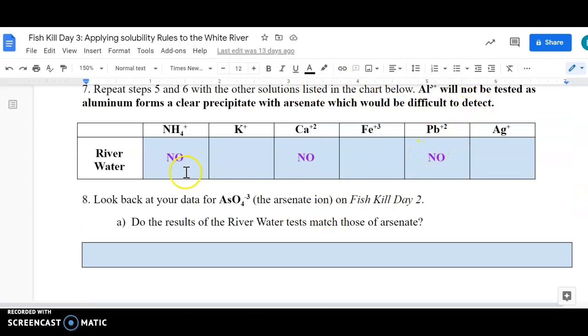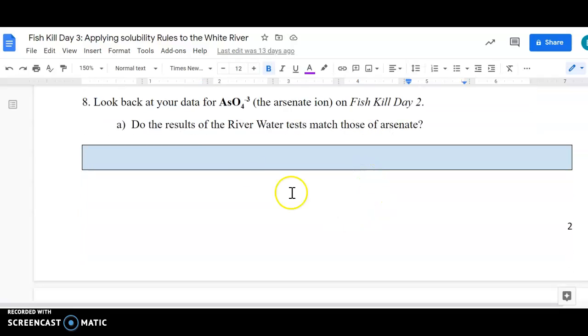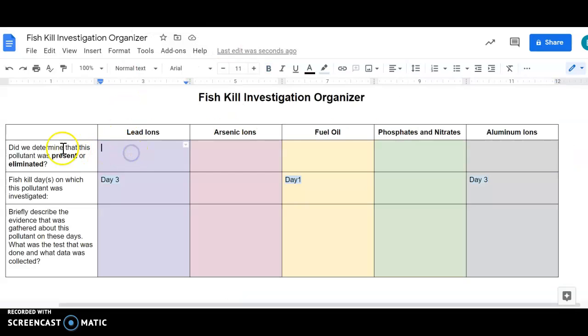We did the same thing for arsenic. We did a solubility test to confirm or say that it wasn't there. So on your investigation, you'll say, was it present or eliminated on that day? Present or eliminated, and same here. Arsenic was also on day 3 that we looked at. Say 2, 3. It's on both. You're comparing days 2 and 3.